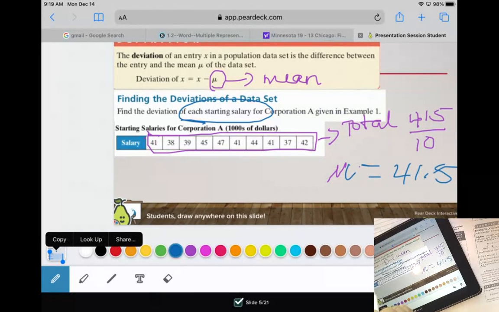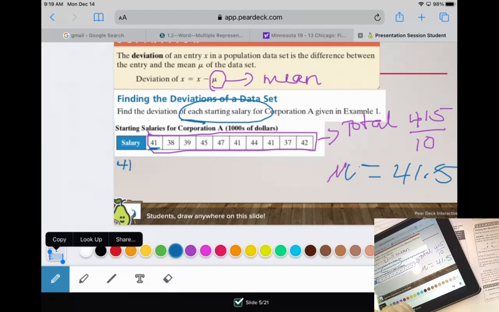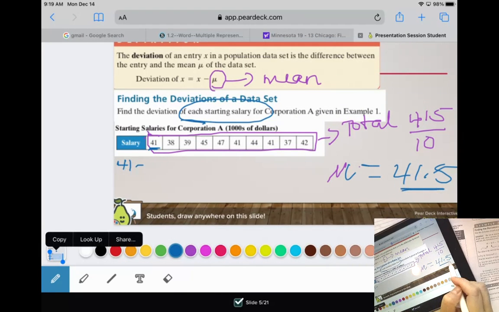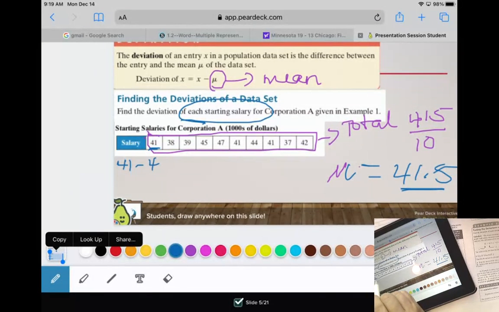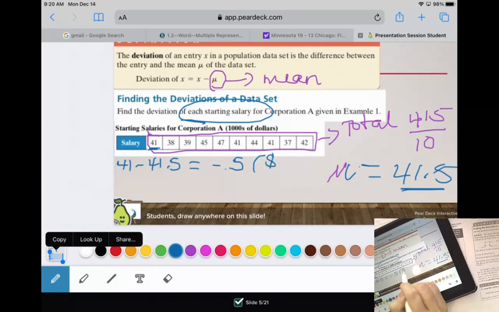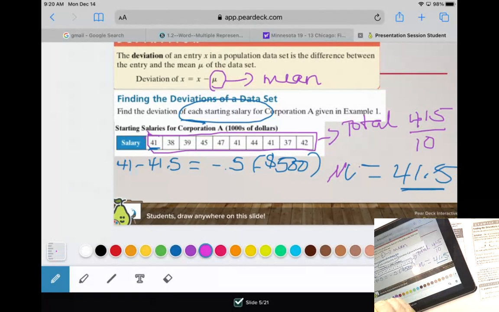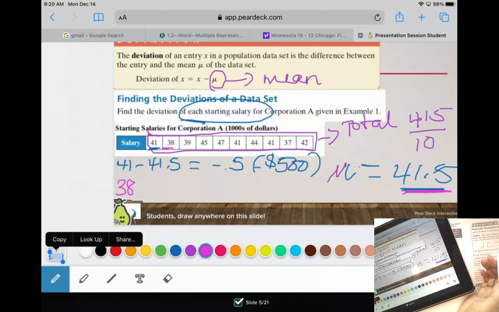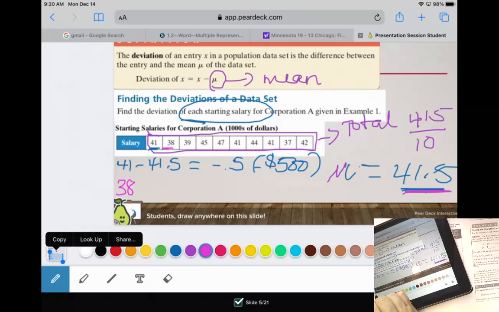So to find it for the first one, I'm taking this 41 minus the mean that I just solved for right here, which is 41.5. So this gets negative 0.5. This is about $500 less than the average. So what it's saying is this person earns about $500 less than the average for this group. I can do the same thing for the next person. I'm taking 38 from here. Again, I have the same average; the average did not change. So I'm going to minus the average, which is 41.5.